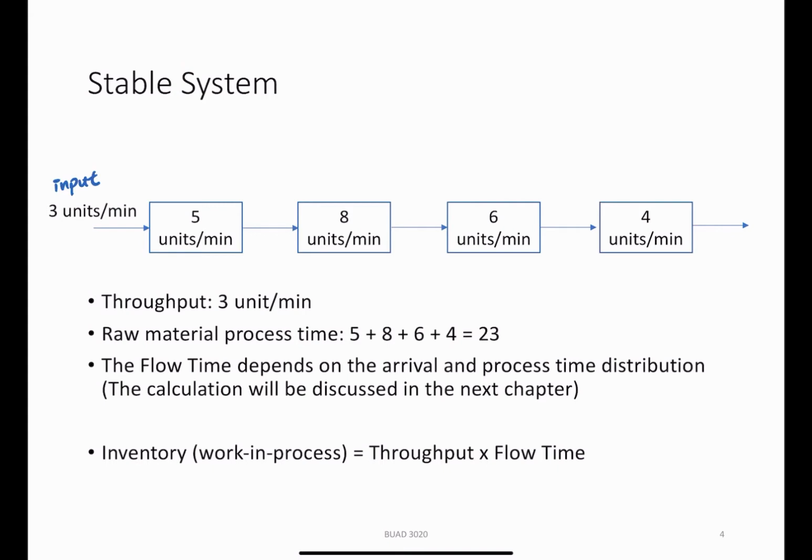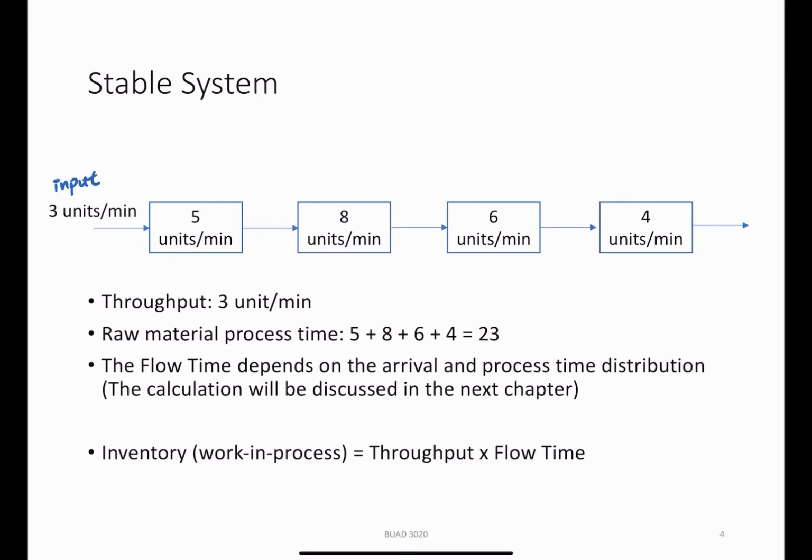If we want to make sure that the system is stable, you first want to make sure that every single service rate, 5, 8, 6, 4, is greater than your input. Our input is 3. We know 5 is greater than 3. All these 4 numbers are greater than 3. So we have a stable system.